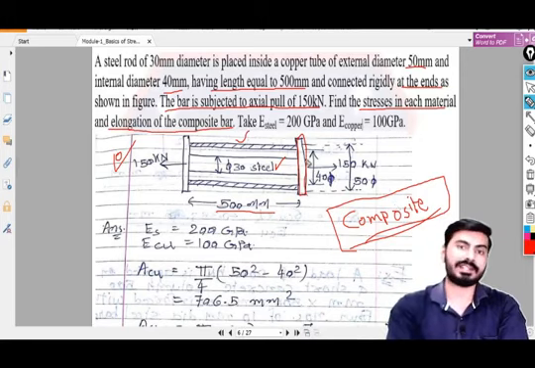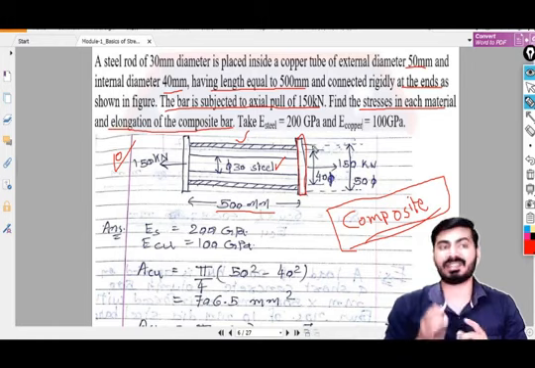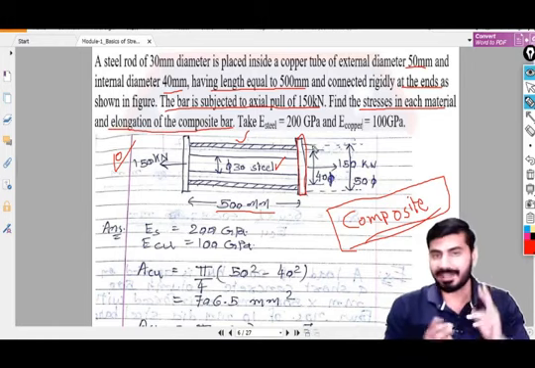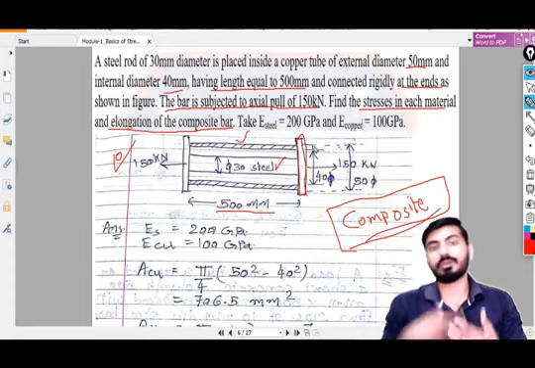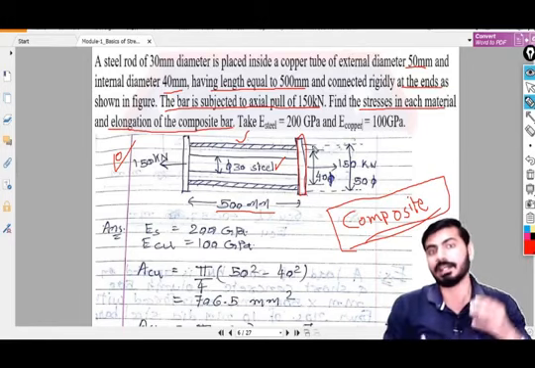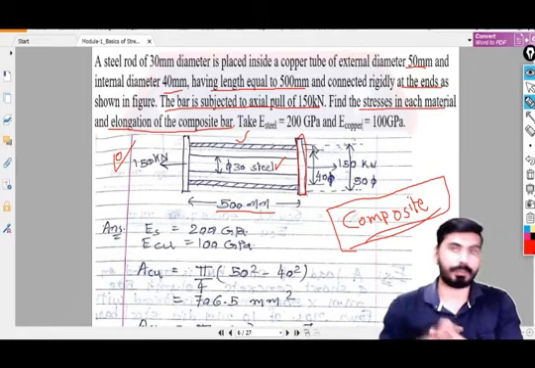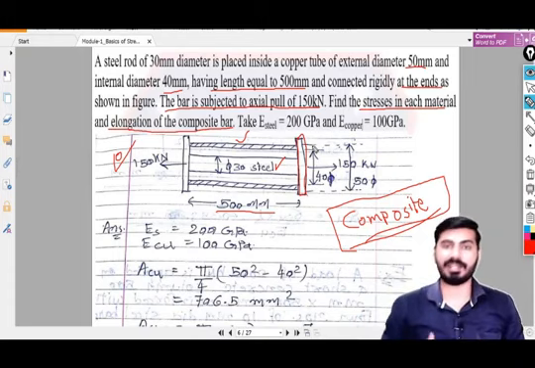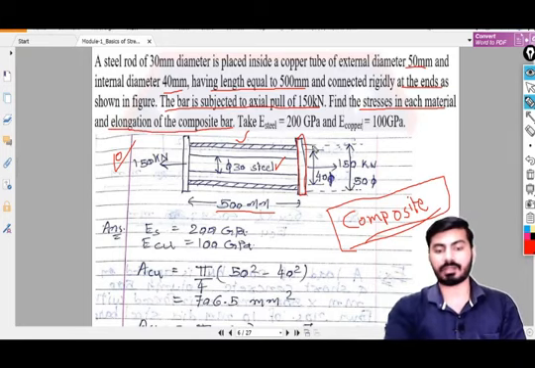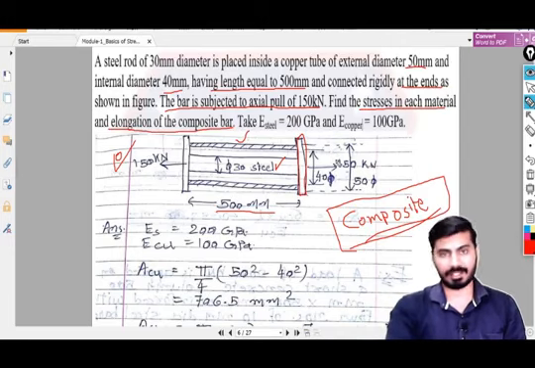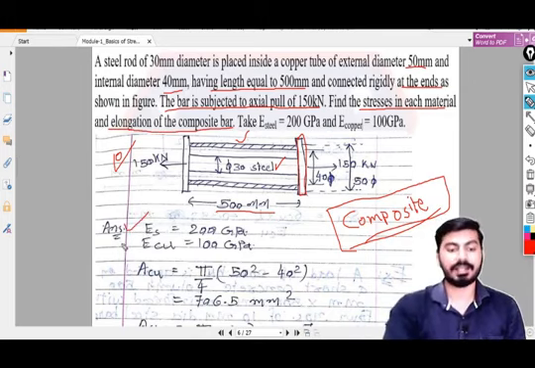So if you need to calculate delta L, you will have to know parameters like PL upon AE. Secondly, you need to calculate the value of the forces for the particular material, because you need to find the value of the stresses in those, like sigma for the steel and sigma for the copper. Sigma is nothing but force upon area. So you will have to calculate those stresses, and in order to calculate the answer of this example, you will have to first summarize what you have from the given data. You know that Young's modulus for the steel is given, which is 200 gigapascal, and Young's modulus for the copper is given as 100 gigapascal.